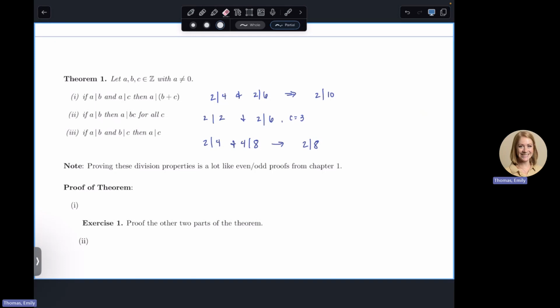Okay, so the idea here, we're going to do these proofs. You're going to do part 1 on your own. Or do you want me to show you the scratch work for the proof?